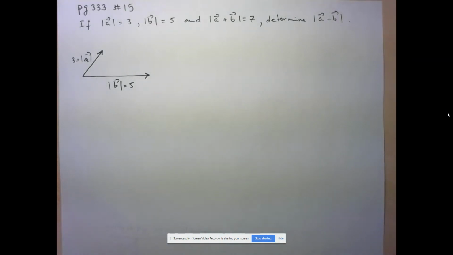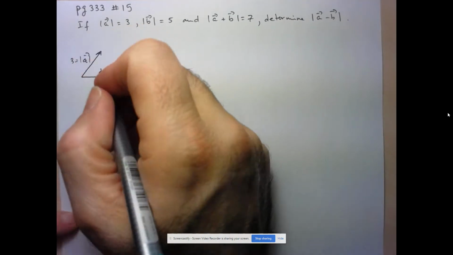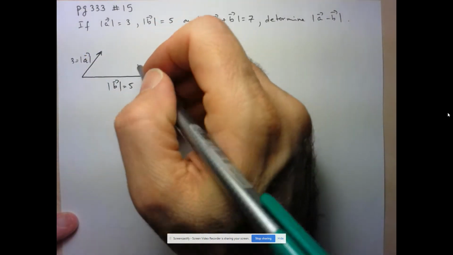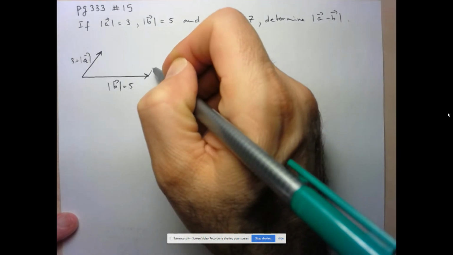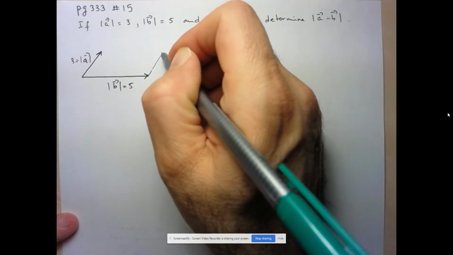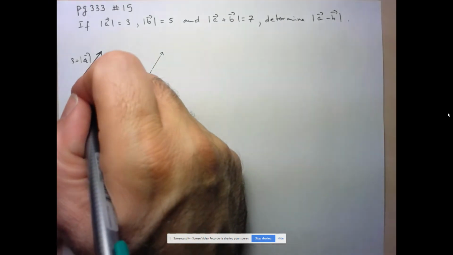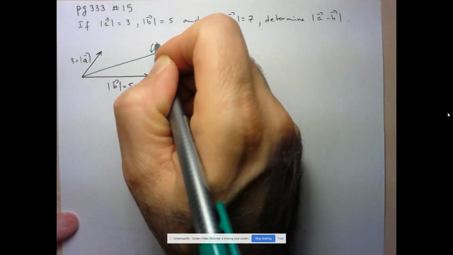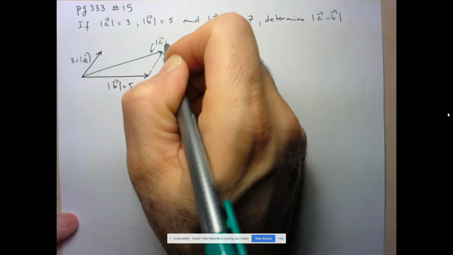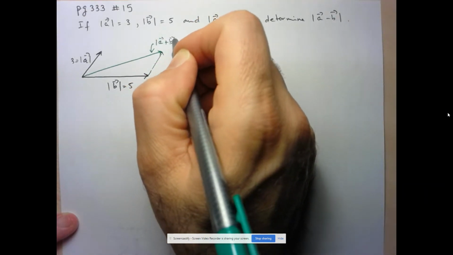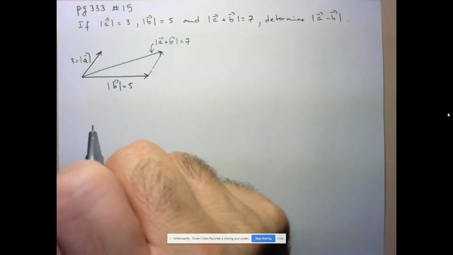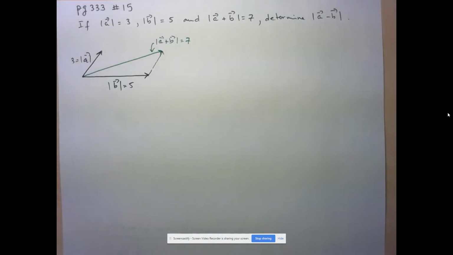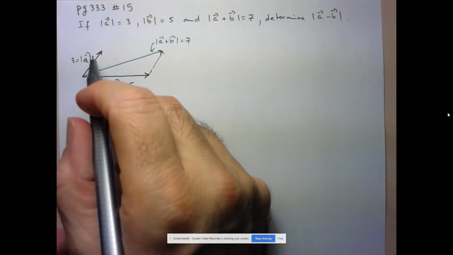We know that the sum of these two vectors represents the diagonal from the two tails. Okay, so let me just try to redraw that vector A on the other side. So this is going to represent the sum. This is going to be the magnitude of A plus B, which is equal to 7. All right. And then we have the other diagonal, between the two tips, which represents the difference.